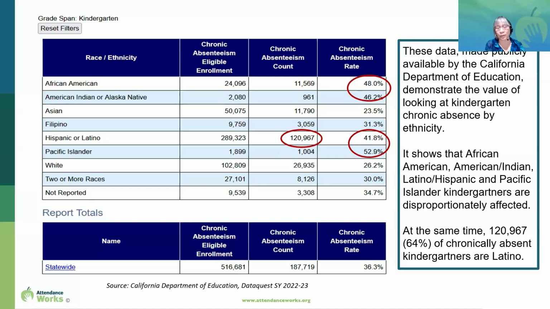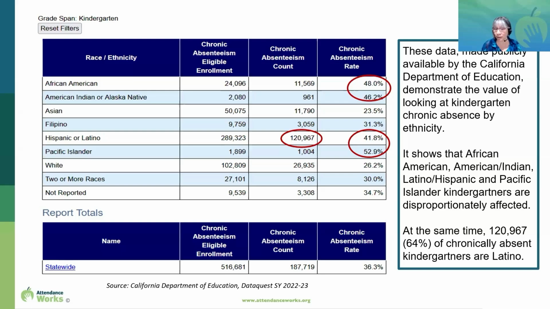In California, when you look at your data, there are two ways of looking for those populations of concern. I see there are certain groups that are disproportionately affected: African American, Native American, Pacific Islander, Hispanic, Latino kids. So in terms of who's disproportionately affected, that's an issue of concern. But then I also notice in California that nearly two-thirds of the chronically absent kindergartners are Latino. So they're both disproportionately affected, and they make up a large portion of our kids.